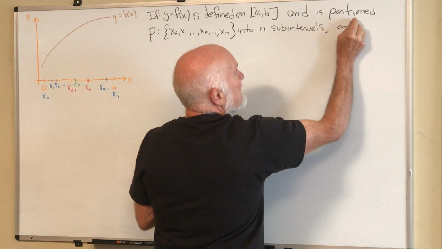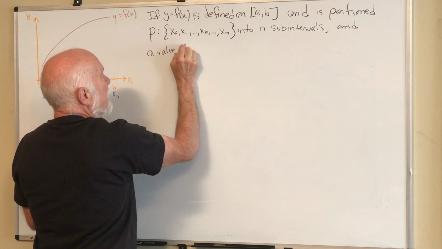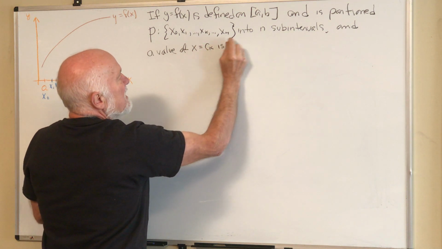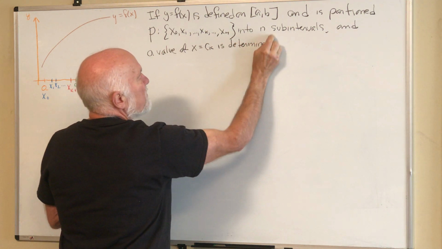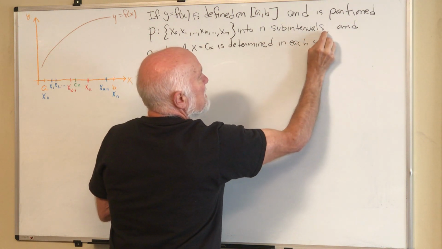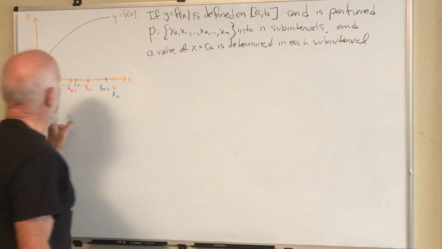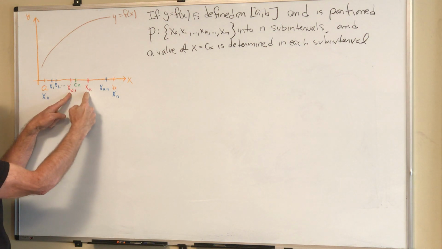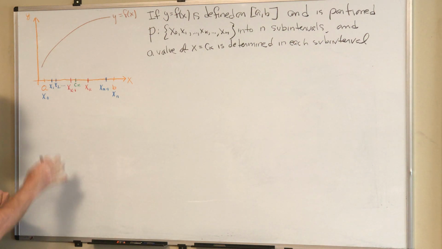And a value of x equal to c sub k is determined in each subinterval. So in each one of these n subintervals, let's look at this kth one right here, from x k minus 1 to x k. C sub k is picked in there. It can be picked anywhere in there.